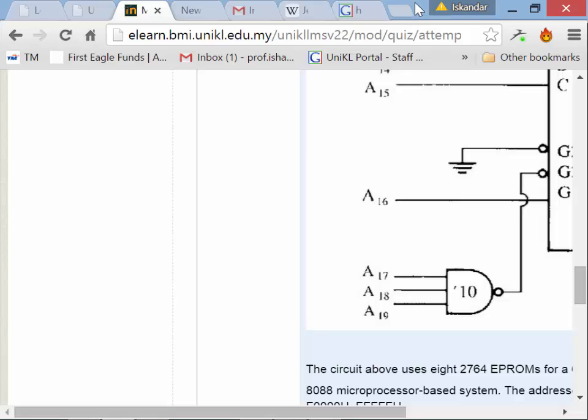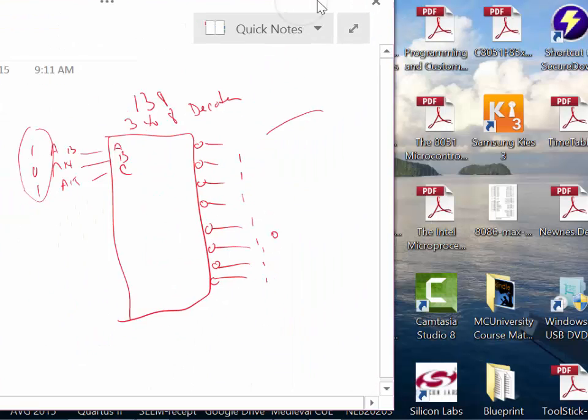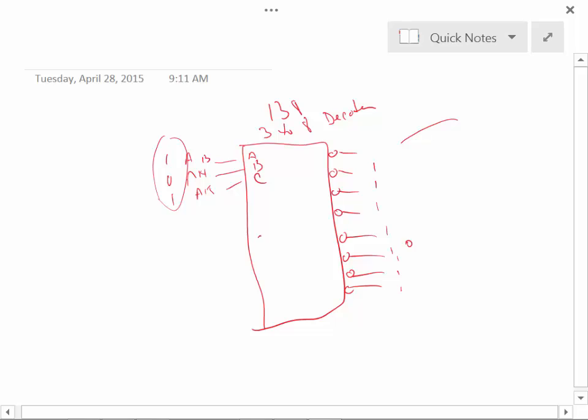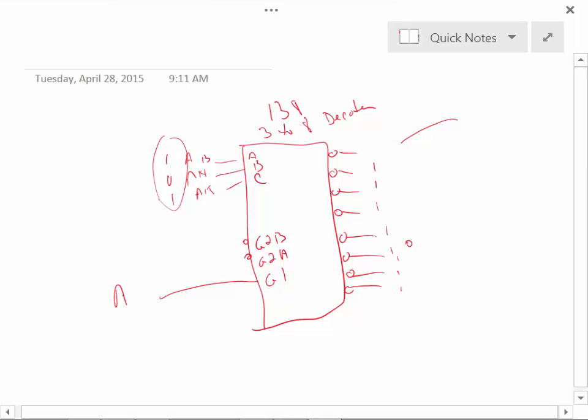G2 is both active low. G1 is active high. So G2B, G2A, those both have a bubble on them, right? And this is G1 right there. It doesn't have a bubble. Now this one is tied to A16 right there. This one's tied to ground, so we can ignore that one.